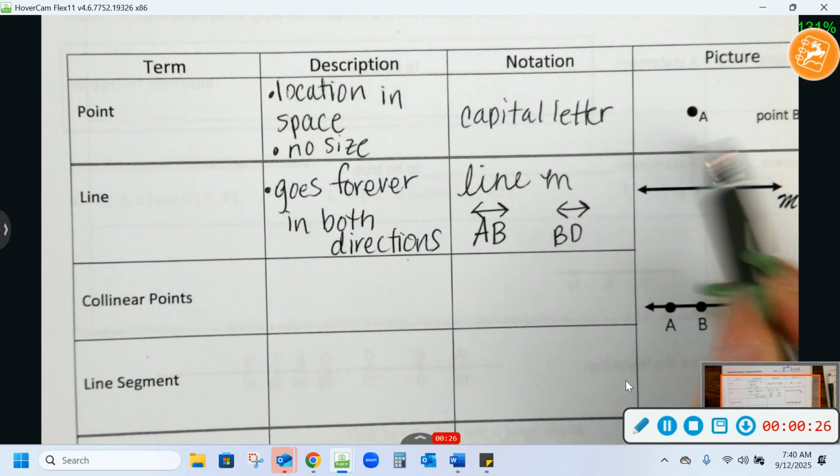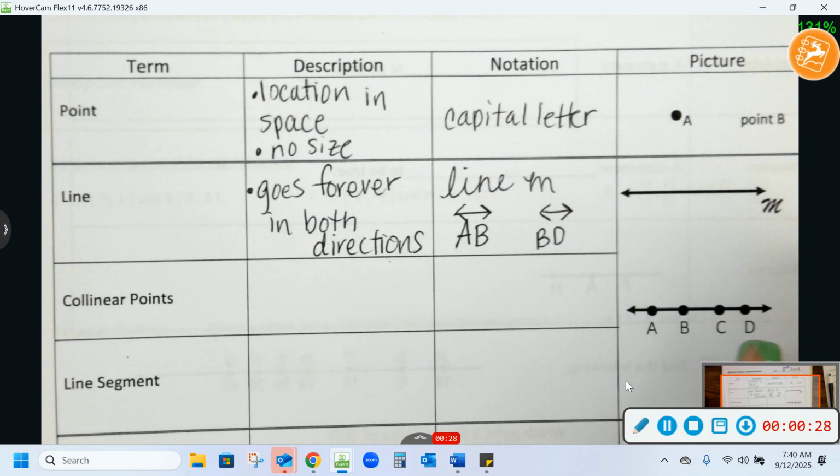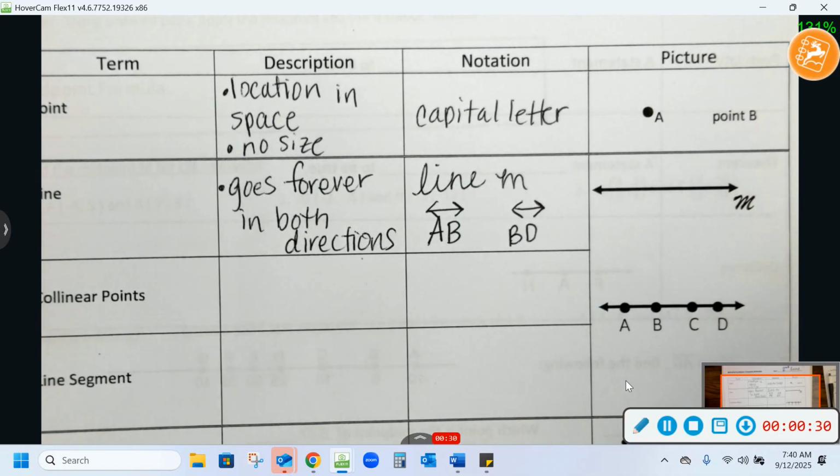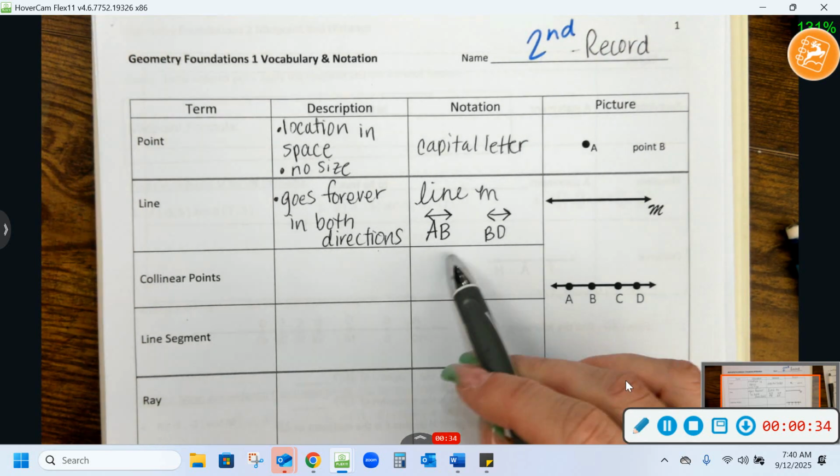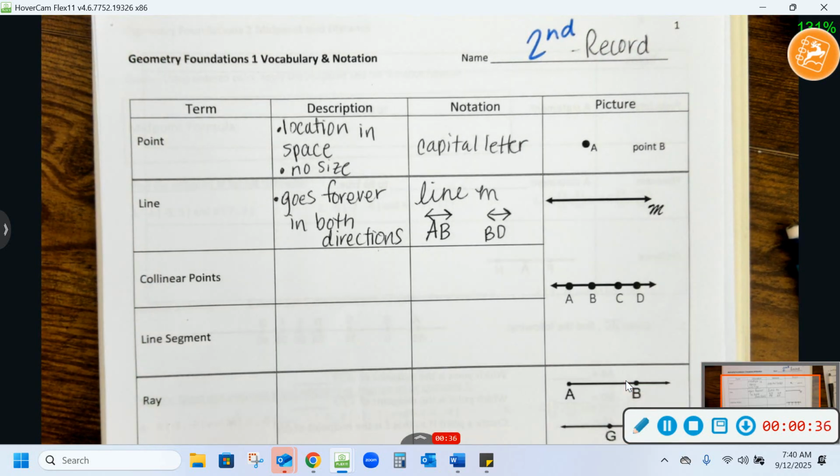There are two different ways, but always a capital letter. And then we touched on a line goes forever in both directions. So this was the first way I showed you how we can name a line.